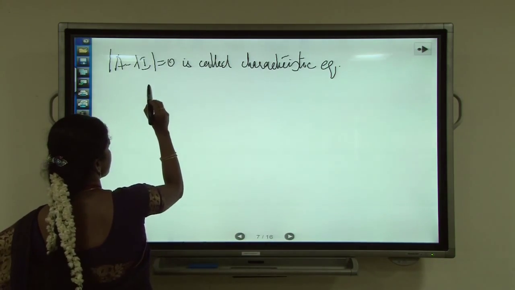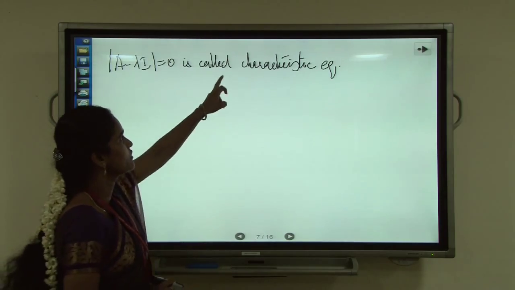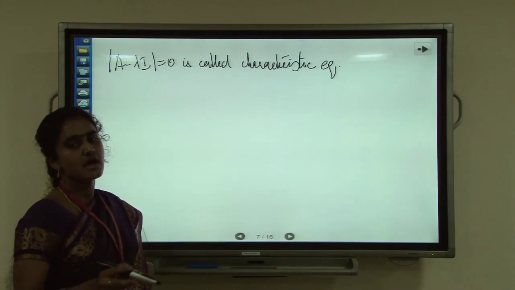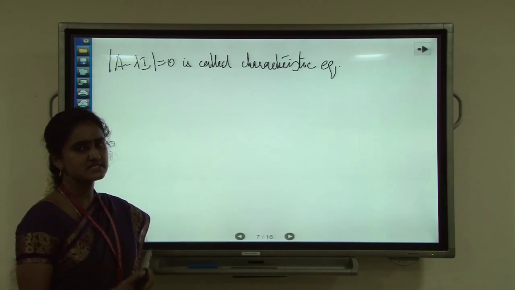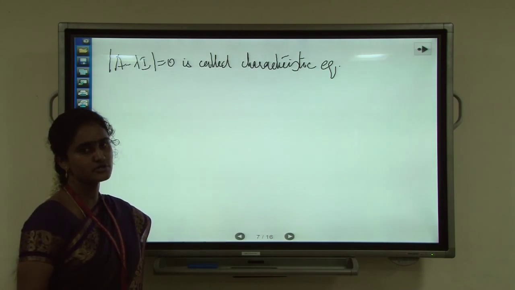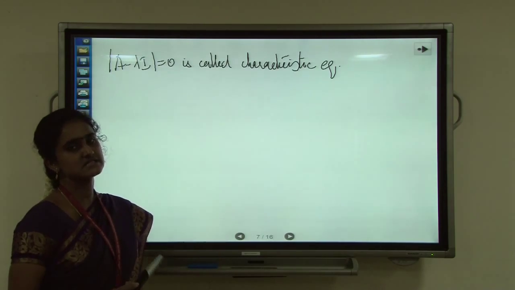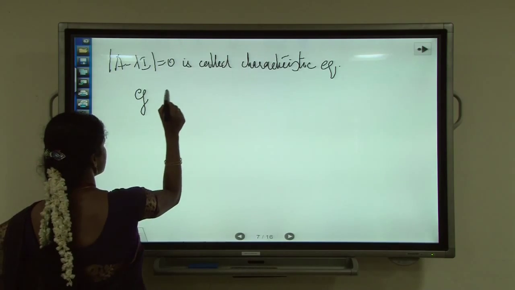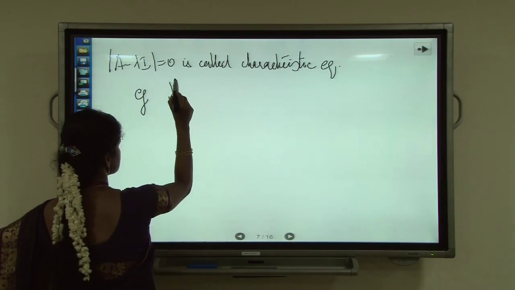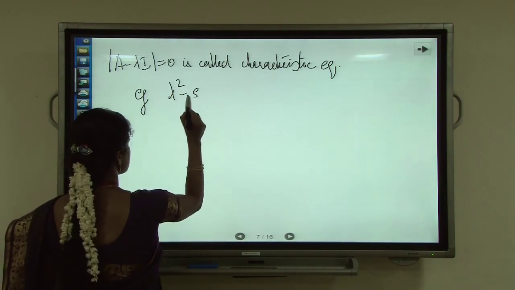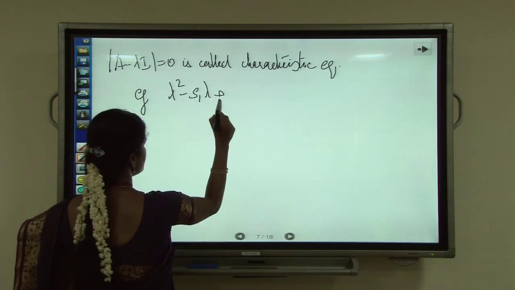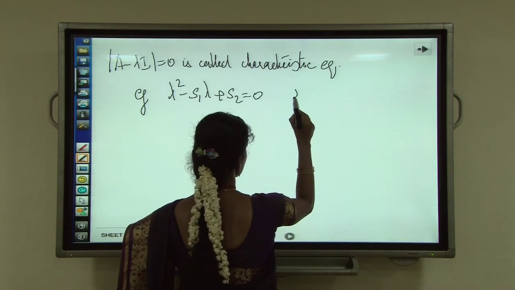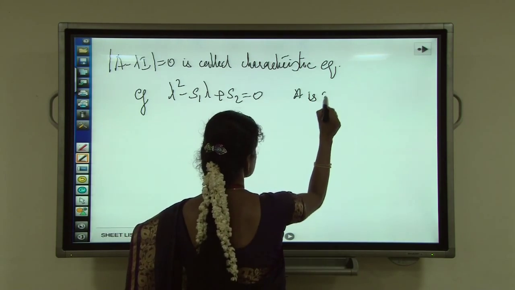On solving this characteristic equation, the order depends on the order of the square matrix. If A is a 2 cross 2 matrix, then the characteristic equation will be of order 2. If A is a 3 cross 3 matrix, then the characteristic equation will be of order 3. For example, for a 2 cross 2 matrix you can write lambda square minus S1 lambda plus S2 is equal to 0. This is possible provided A is a 2 cross 2 matrix.